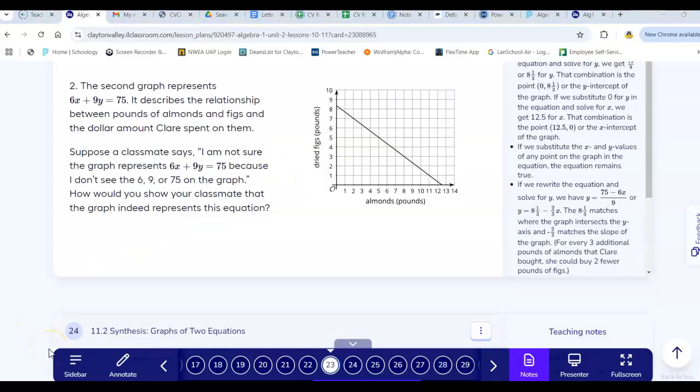So here you see that this graph is in standard form. It's different, okay? It's not relating gallons and minutes. It's relating the amount of figs to the amount of almonds that were bought at a store, okay? So you don't see the quantities on this graph the same as the other graph. Okay?